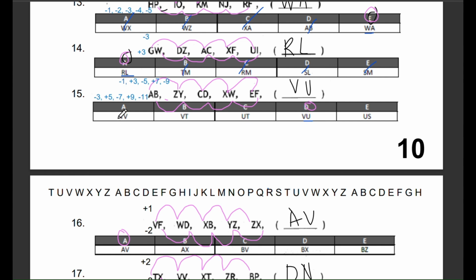Now, how do we get there? Let's look at the first letters. The pattern is -1, +3, -5, +7, and -9.